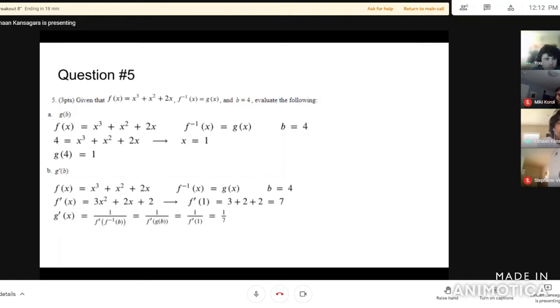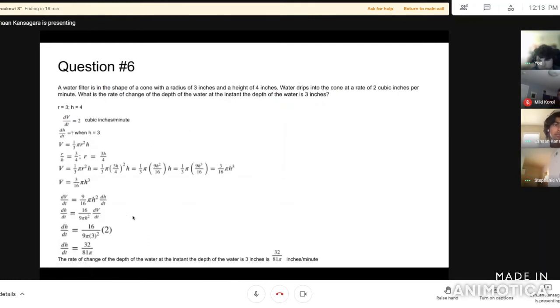Going into a test, it's just good to have this formula memorized as it would be seen. So for question number 6, you want to find the rate of change of the depth of water at a specific height. You're given the radius and the height of the cone and how fast the rate of the volume changes. So you know you're trying to find dh over dt, which is the rate of change of the height.